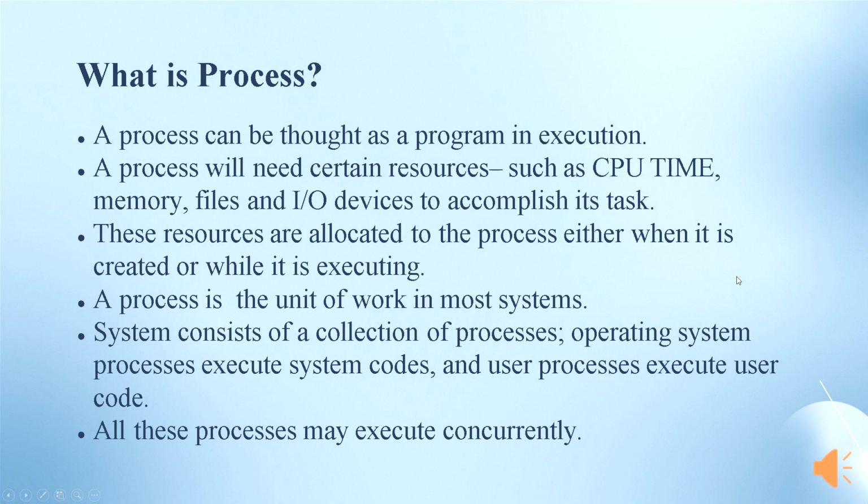What is a process? A process is essentially a program that is currently being executed. For a process to run, it needs resources such as CPU time, memory, files, and input-output devices. A computer system contains many processes. Some belong to the OS itself, and others belong to users. These processes can run concurrently, meaning they appear to run at the same time.